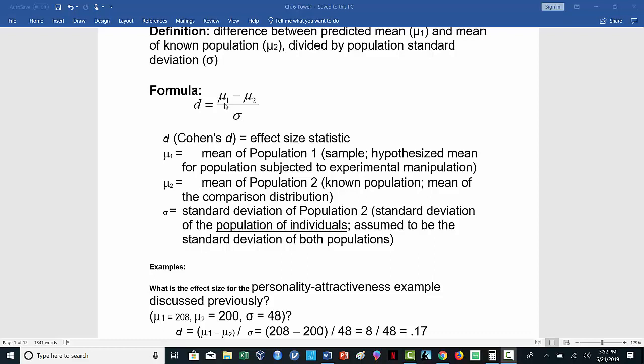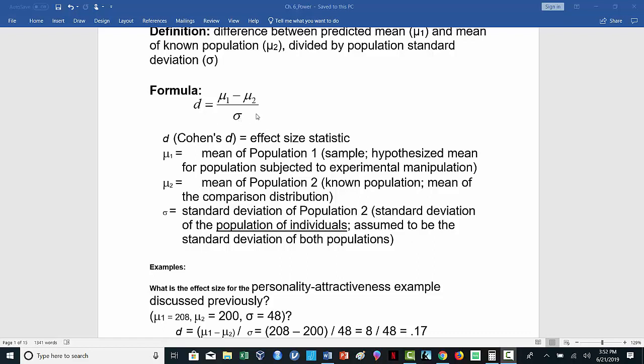Mu1 is the mean for population 1, mu2 is the mean for population 2, which in the examples we've been talking about would also be the same as the mean of the comparison distribution, the mean for that distribution of means, because it's the same as the mean of population 2. Sigma is a population standard deviation. So in the z-test we've been talking about, this would be the known standard deviation from population 2. And that's going to be assumed to be the same standard deviation in both populations, at least in this case.